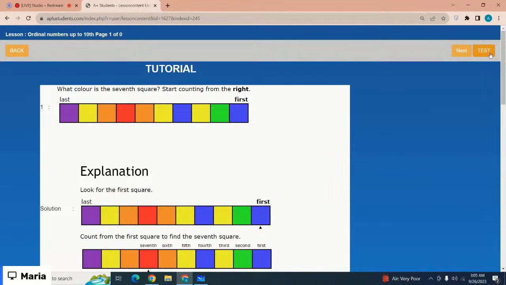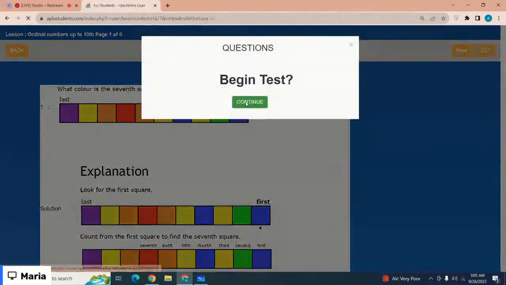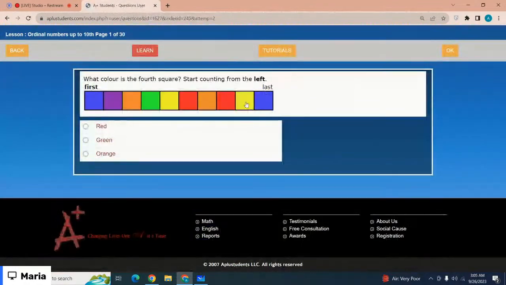Let's start with the test questions. What color is the fourth square? Start counting from the left. You have to count from the left. Which is the fourth color? One, two, three, and fourth. Which color is this? Red, green, orange. The correct option is green. The fourth color is green.